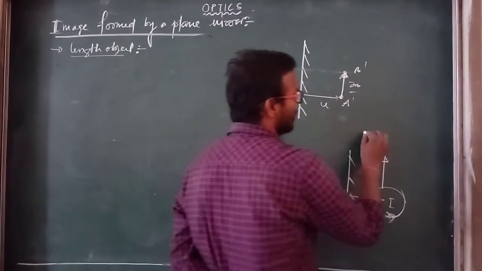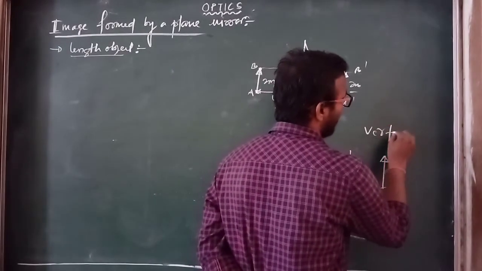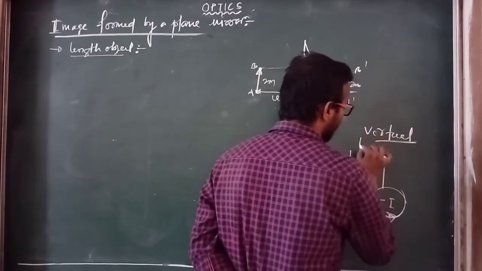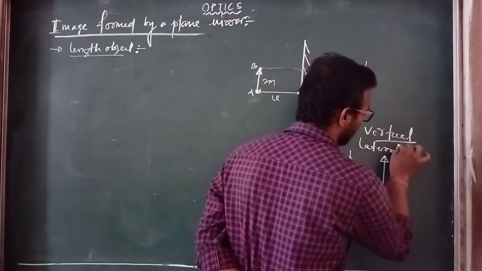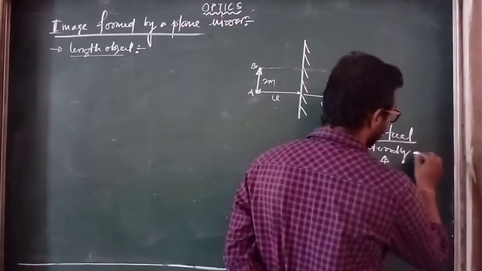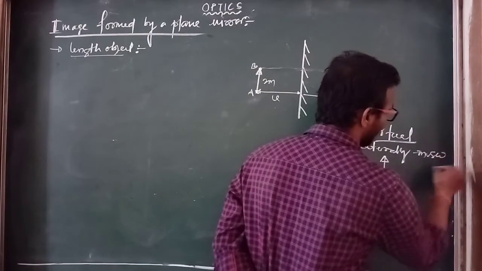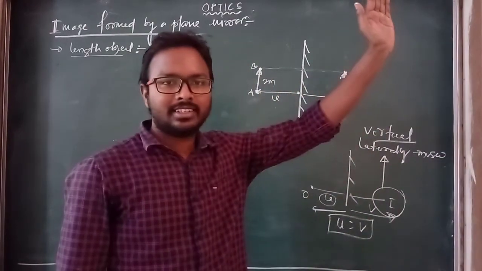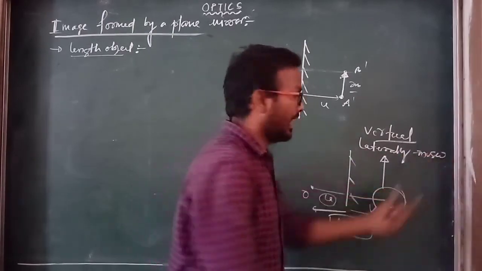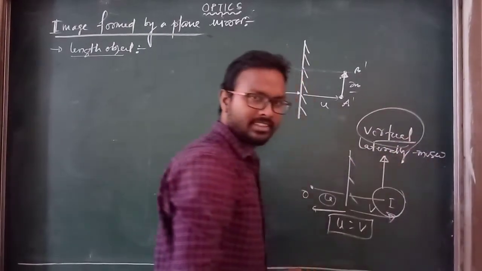So this image is known as virtual and laterally inverse. If you show your left hand, then the mirror shows your right hand. That is known as lateral inversion. And this is a virtual image.